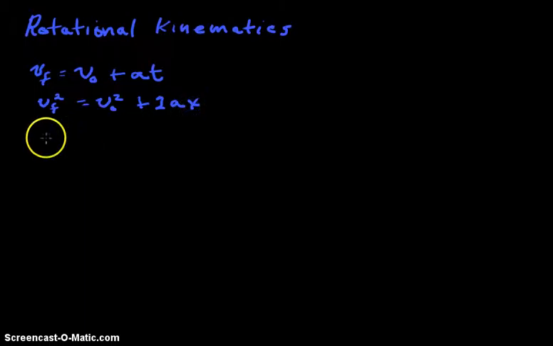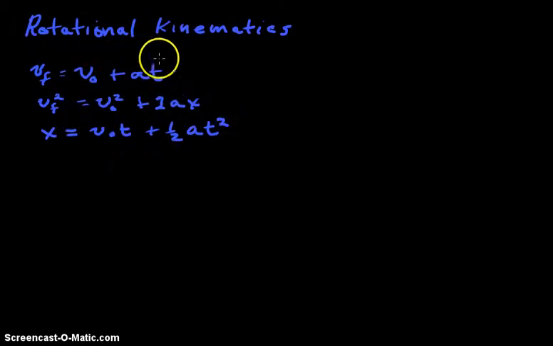times the distance the particle would travel, and then you had the position of the particle equal the initial velocity times time plus 1/2 the acceleration times the time squared. So in rotational kinematics we have analogous equations.